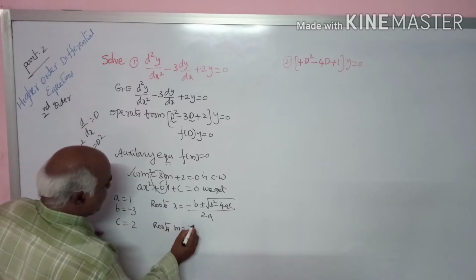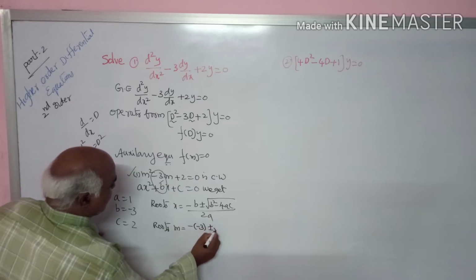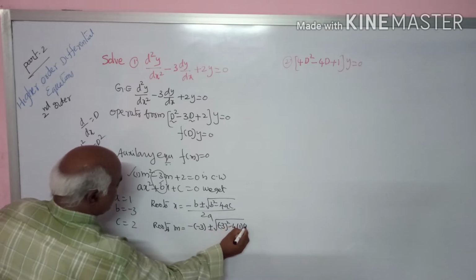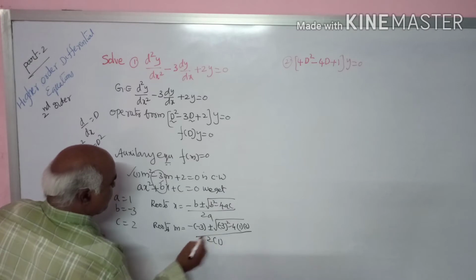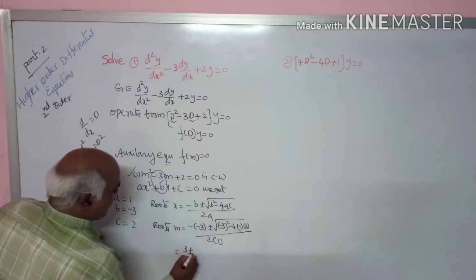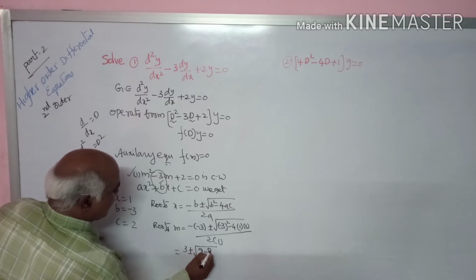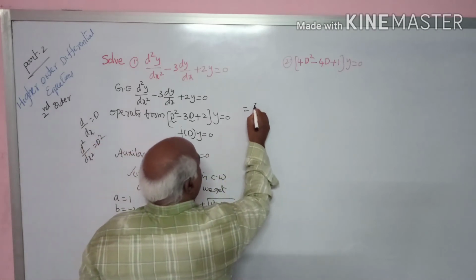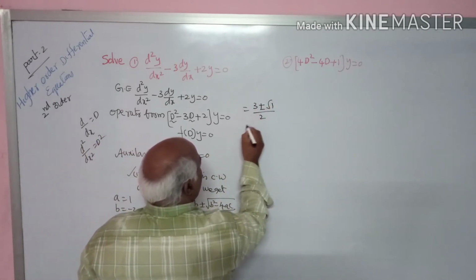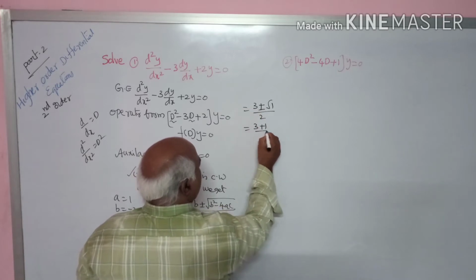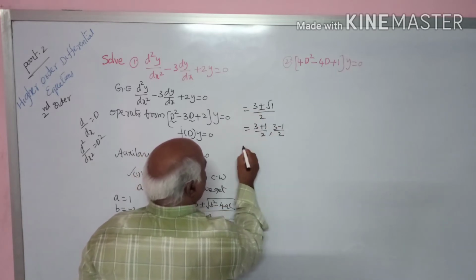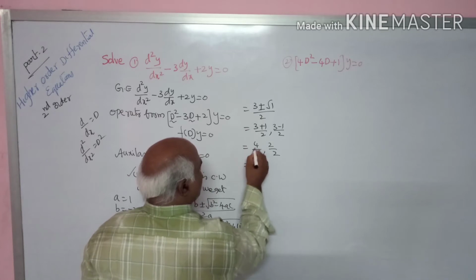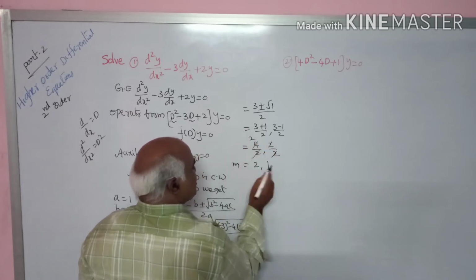For the given equation, the roots are m is equal to minus of minus 3 plus or minus root of minus 3 whole square minus 4 into a into c by 2 into 1. On simplification, 3 plus or minus root of 9 minus 8 by 2. 9 minus 8 is 1, therefore 3 plus or minus root 1 by 2. Root 1 is 1, so 3 plus 1 by 2 and 3 minus 1 by 2, that is 4 by 2 and 2 by 2. On cancellation, 2 and 1. Therefore, roots m is equal to 2, 1.